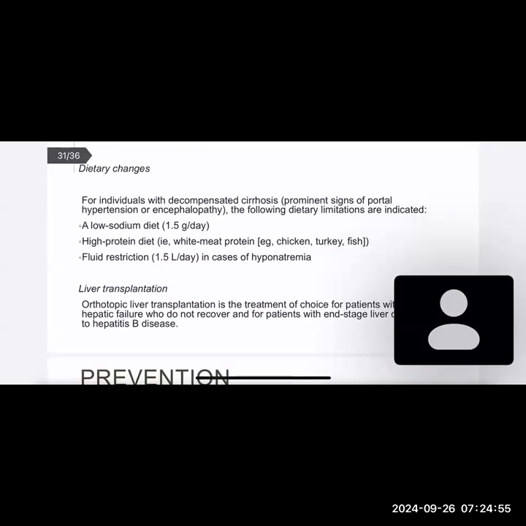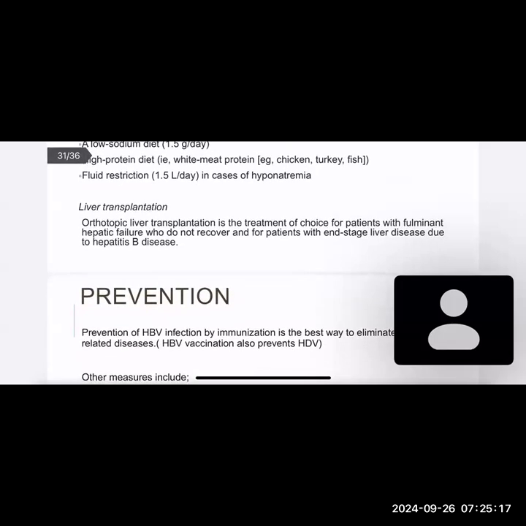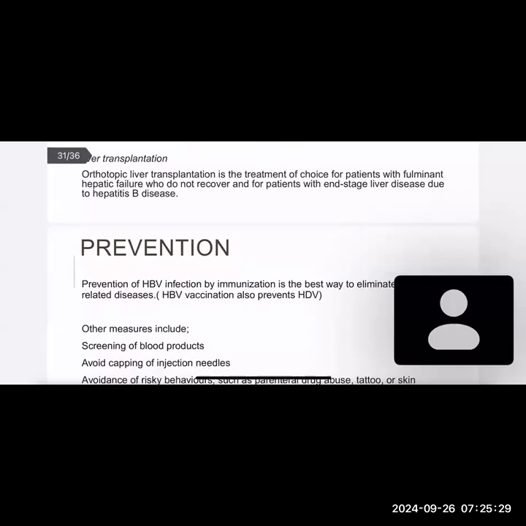Dietary changes are also helpful for patients who have decompensated cirrhosis with portal hypertension or encephalopathy. What we can do is to reduce salt intake to 1.5 grams per day, high protein diet, and fluid restriction if there's hyponatremia. Liver transplantation is also an important means of treatment, especially for patients who have fulminant hepatic failure or who do not recover, and for patients who have end-stage liver disease due to hepatitis B virus disease.